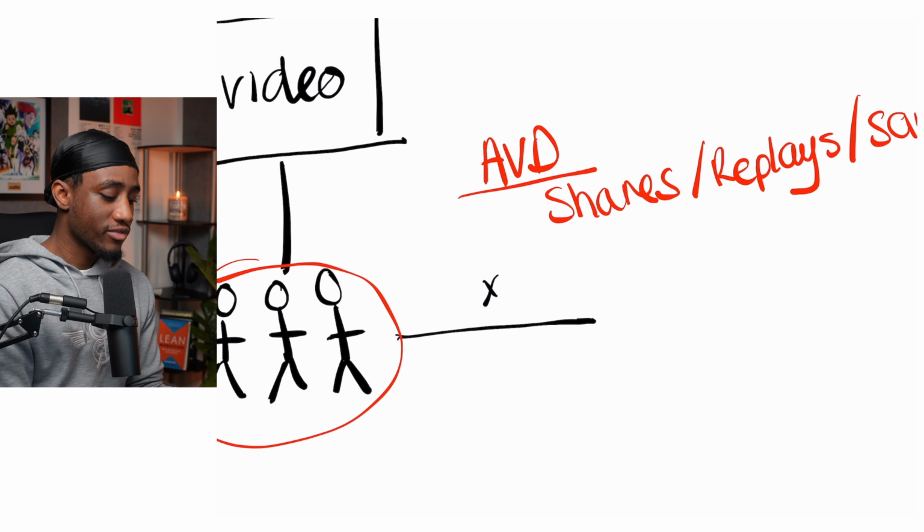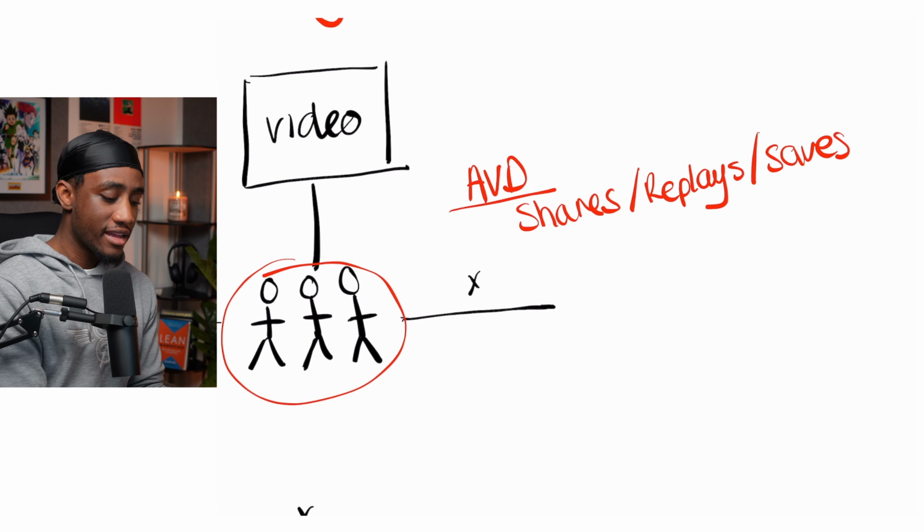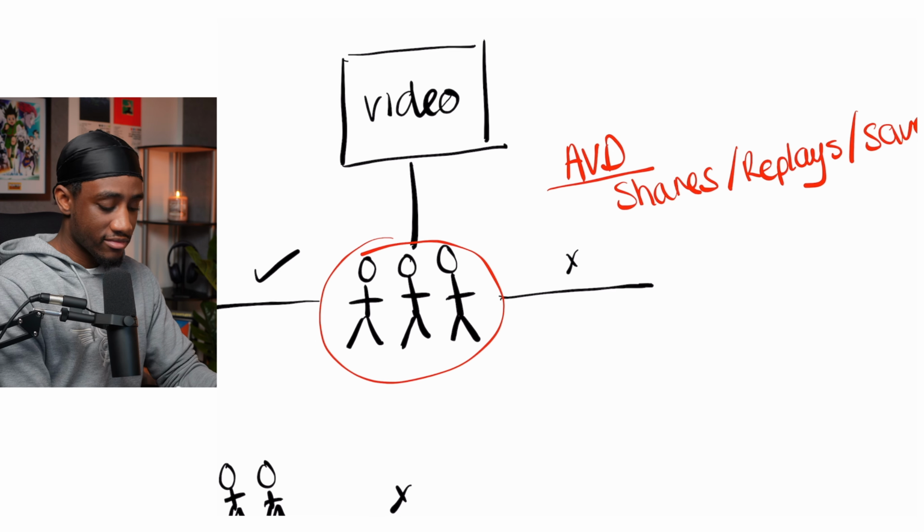Now, if you have a lack of average view duration, and if you have a lack of shares, replays, saves, then the video basically dies.